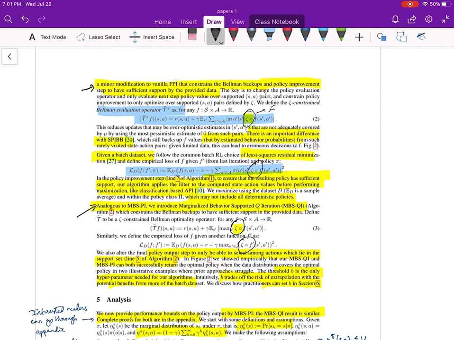Let's go ahead with some of the text provided here. Like the threshold B is the only hyperparameter needed for our algorithms. Individually B trades off the risk of extrapolation.